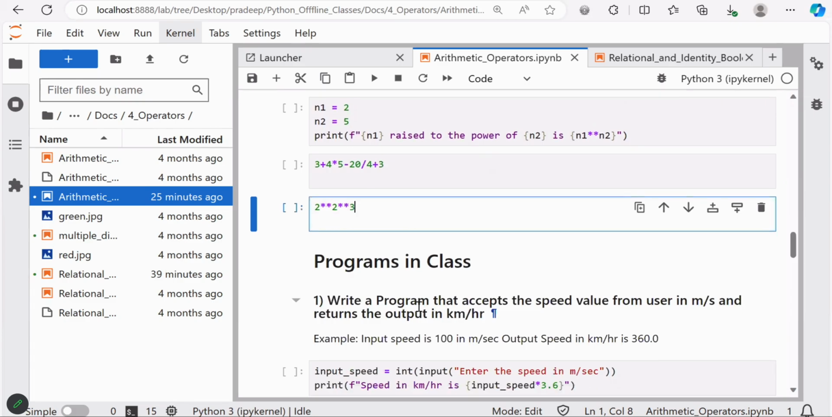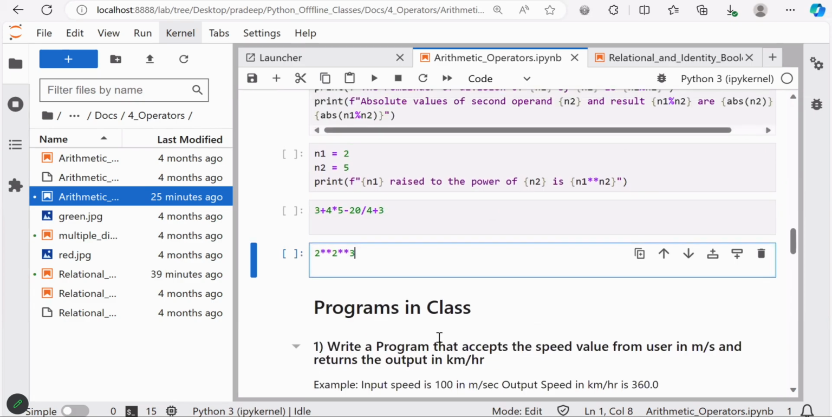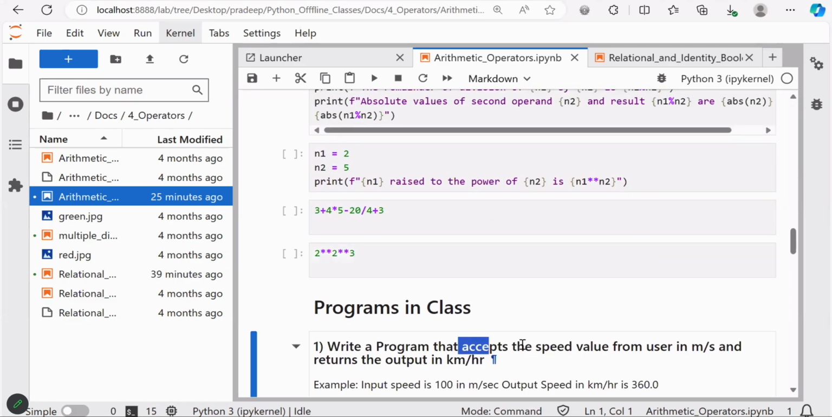Next, there are two programs. I just took a simple example. If I give you a value like speed in meters per second, I want you to return the output in kilometers per hour. Can you quickly tell me what the program will be? Meter divided by 1000.